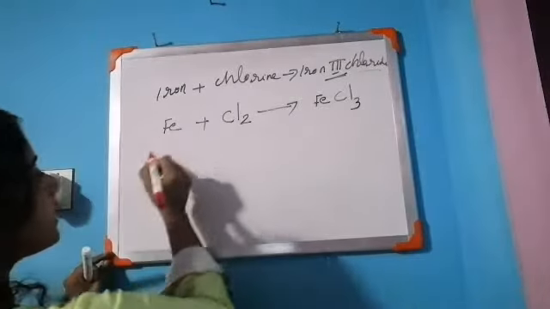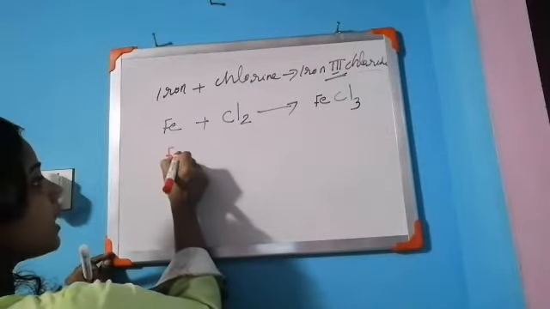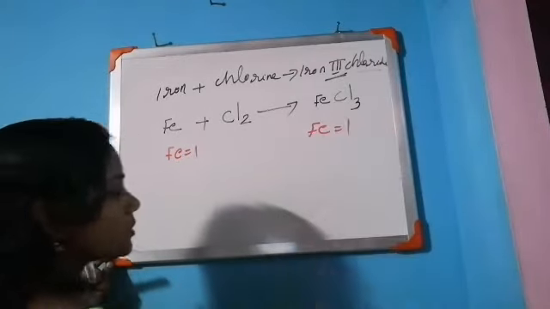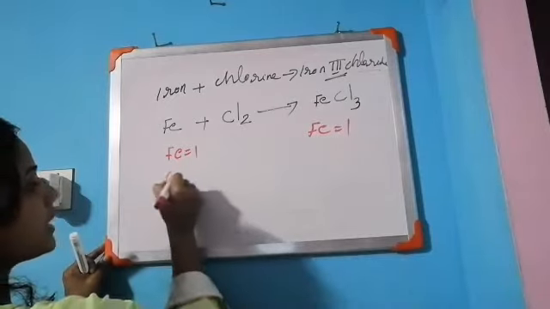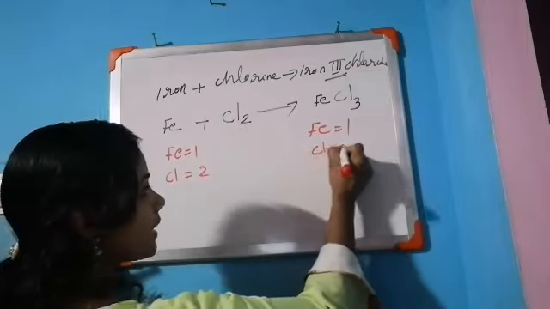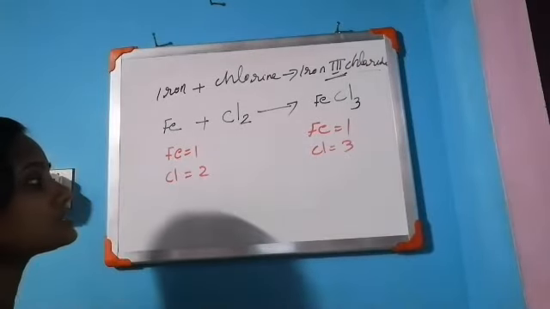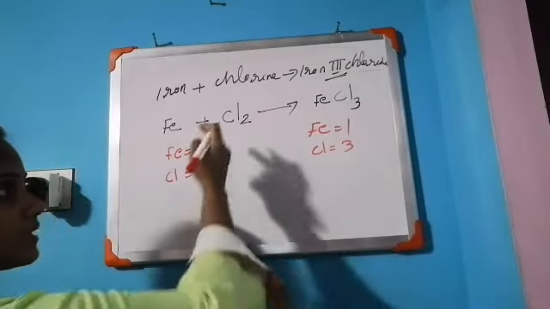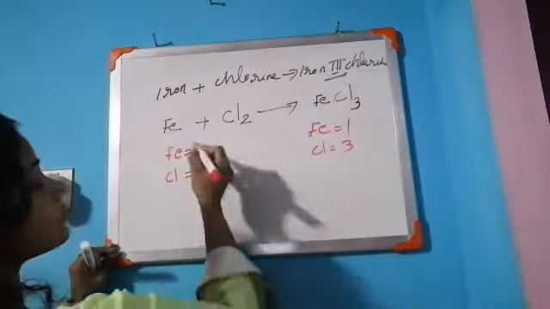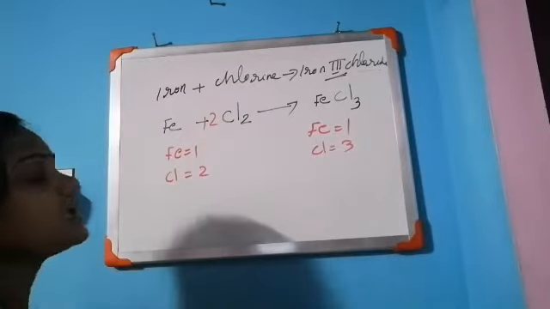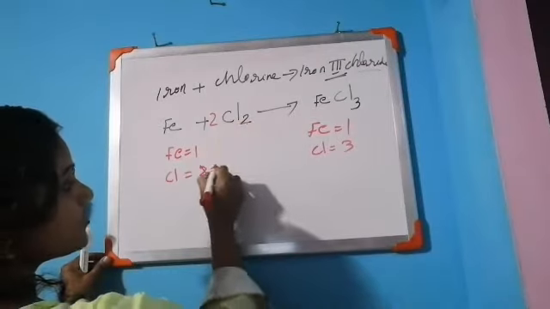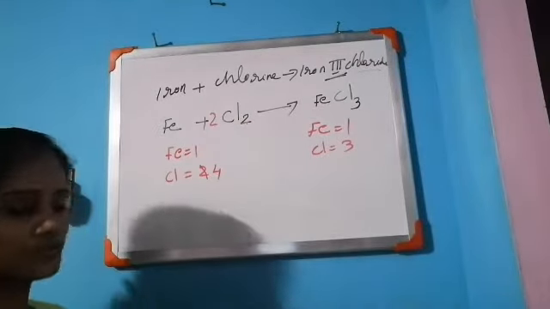Now, in the reactant side, how many iron? 1. In the product side, how many iron? 1. In the reactant side, how many chlorine? 2. In the product side, how many chlorine? 3. Which side has less chlorine? The reactant side. So first we should multiply by 2 on the left side of this chlorine. Now chlorine Cl2, 2 2s are 4. Now chlorine number is 4.